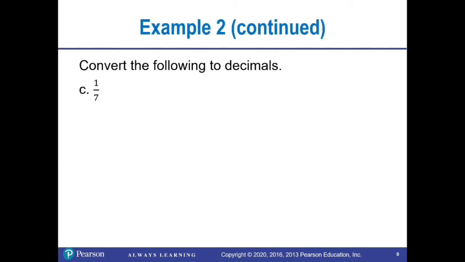Let's look at part C. We have 1 divided by 7. So 7 goes into 1, and my decimal place goes after the 1, and I write several zeros to the right of that decimal place. Line up your decimal places. 7 does not go into 1, so we have a 0 in the ones place.